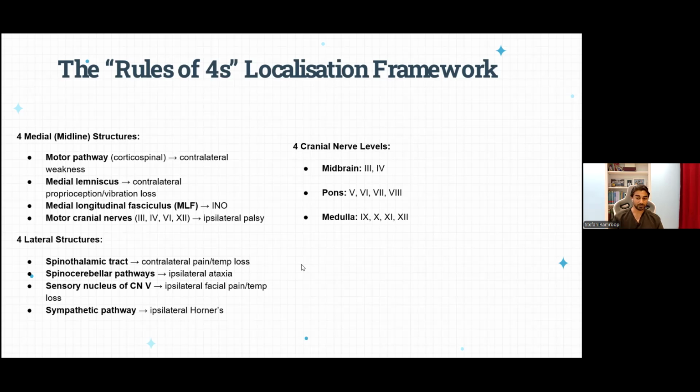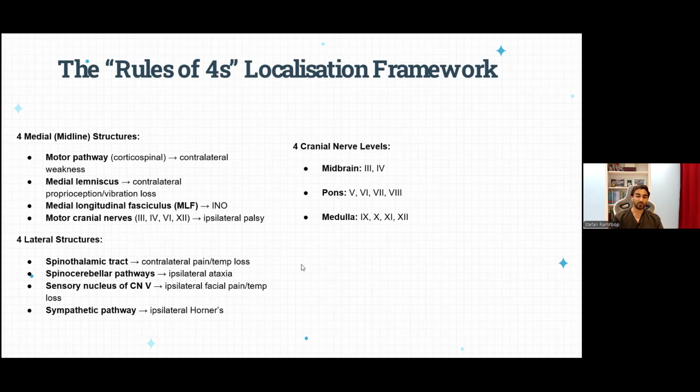Then you have your lateral structures, which are equally as consistent. So your spinothalamic tract gives contralateral pain and temperature loss. The spinocerebellar pathways give ipsilateral limb ataxia. The sensory nucleus of cranial nerve 5, responsible for ipsilateral facial pain and temperature sensation, is important in lateral pontine and medullary lesions. And then the sympathetic pathway, whose involvement produces ipsilateral Horner syndrome.